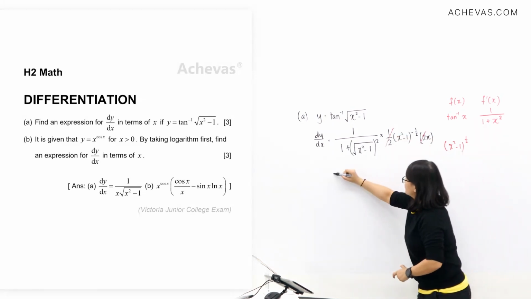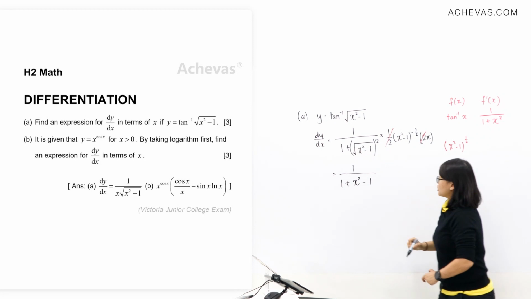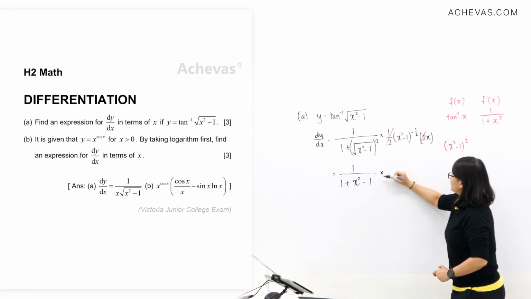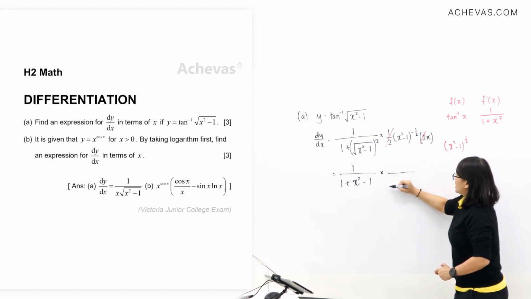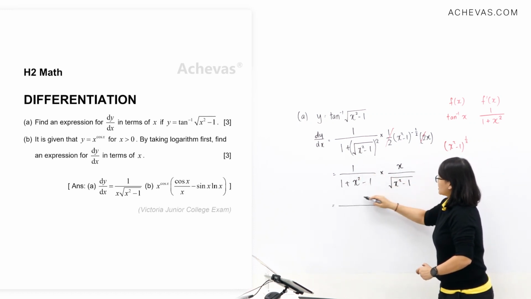Next line. 1 plus, I'm going to handle this square root and this square. So I'll be getting x squared minus 1, multiply. I'm going to change this to denominator. So I'm going to write divide by square root x squared minus 1, and this x, place it here. So the next step, I'm going to write these two together, 1 times x, x.